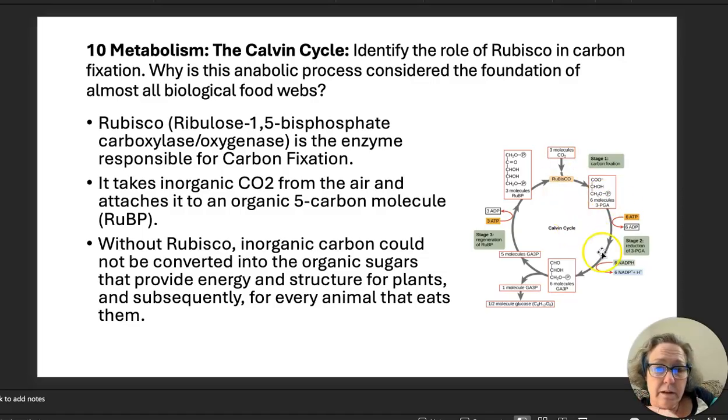And it is going to move this carbon fixation cycle. It's going to move it into our molecule of glucose here. Okay? 3 molecules of CO2, Rubisco, and it's going to move it along here. Without Rubisco, inorganic carbon could not be converted into organic sugars that provide energy and structure for plants.